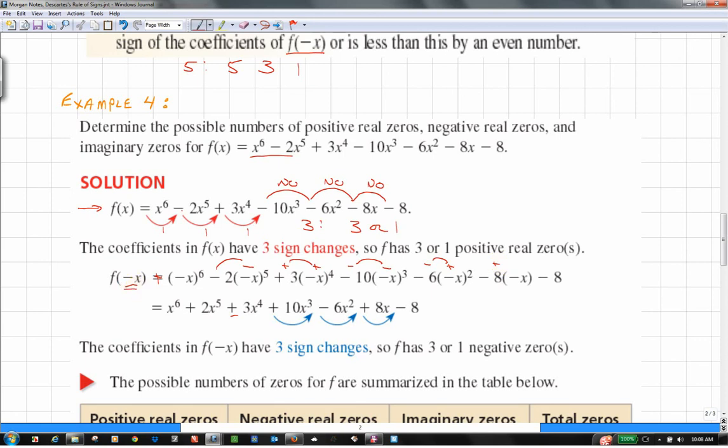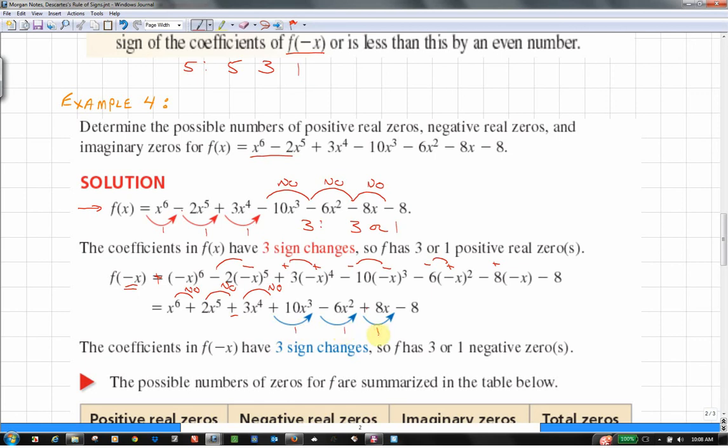So positive to positive, that's a no. Positive to positive, no. Positive to positive, no. Positive to negative. Wait a second, I missed. Yeah, I'm right here. So I've got a positive going to this negative. Yeah, that's a sign change. Now the negative flips back to positive right here. Yeah, that's a sign change. The positive going to the negative over here. Yeah, that's a sign change.